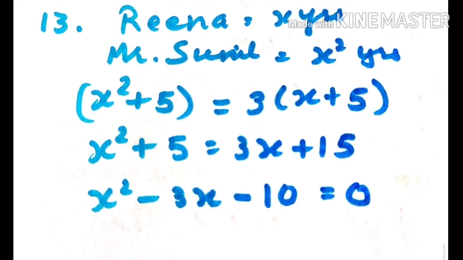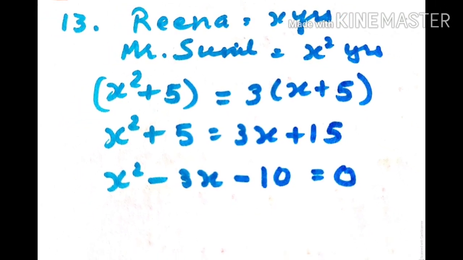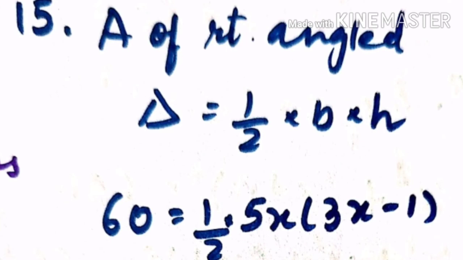Now taking question number 15. The sides of a right angle triangle containing the right angle are 5x and 3x minus 1 centimeter. If the area of the triangle be 60 centimeter square, calculate the lengths of the sides of the triangle. So here we are given a right angle triangle and the sides containing the right angle are 5x and 3x minus 1, and its area is given 60 centimeter square.